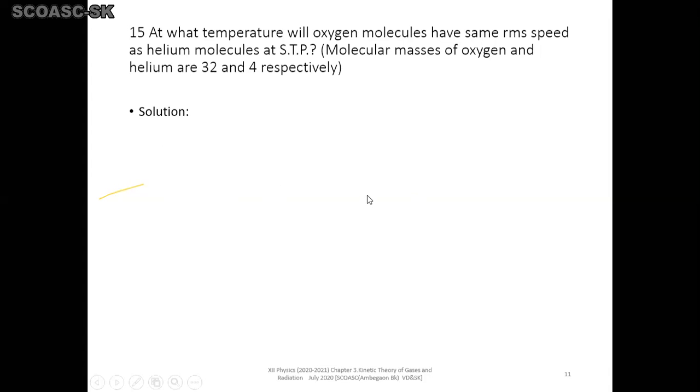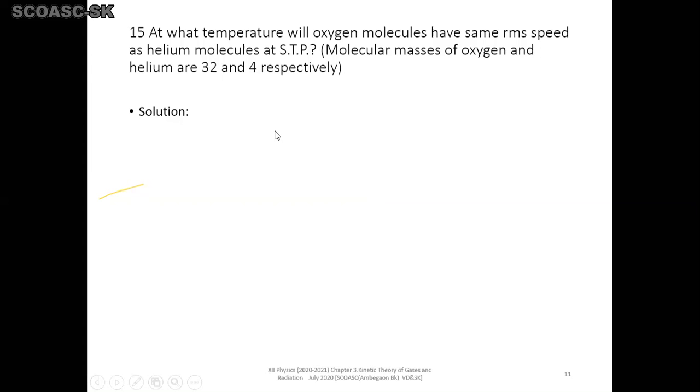At what temperature will the oxygen molecule have the same RMS speed as helium at STP? The molecular masses of oxygen and helium are given. You know how you get this 32, 16. Oxygen molecule means O2, O2 means 16, 16 to the 32, and helium means 2, 4.